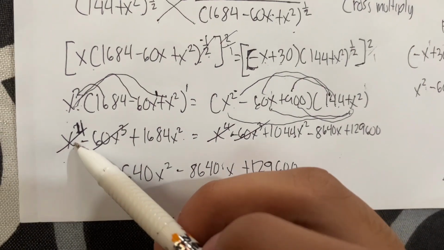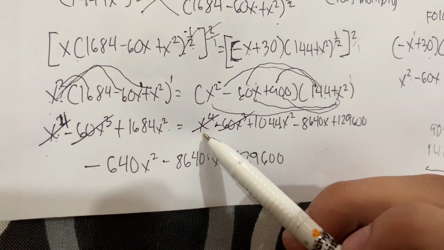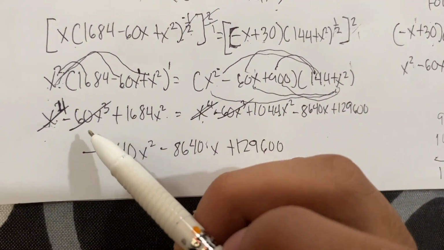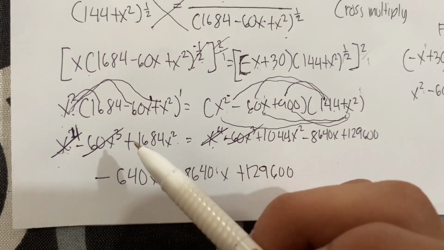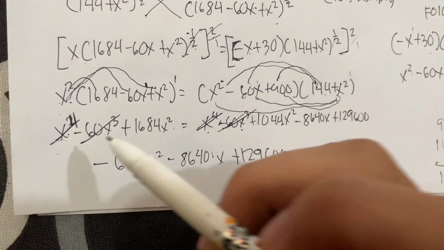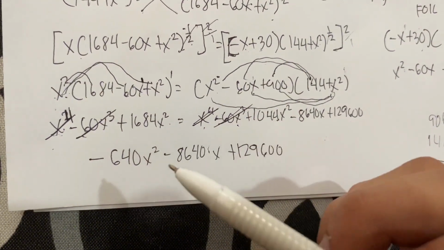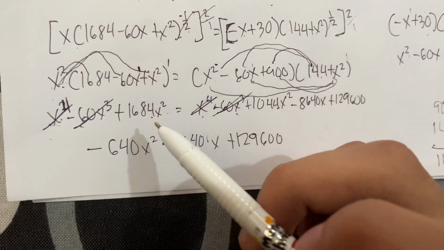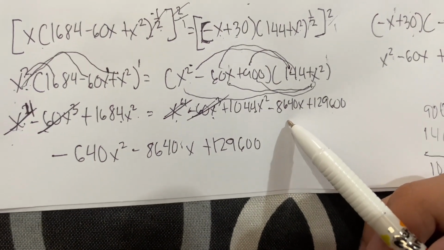So since we have an x fourth and x fourth on the other side as well, we can just cancel that out. And then we have negative 60 cube and then negative 60 cube on the other side as well, so we can just cancel those terms. And then we're going to transpose negative 1684 squared to the other side, and then we can write that as is.